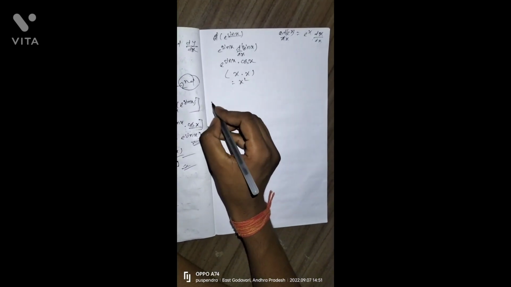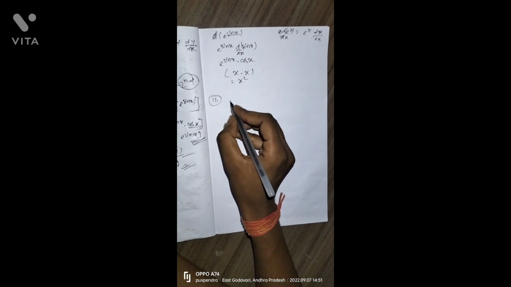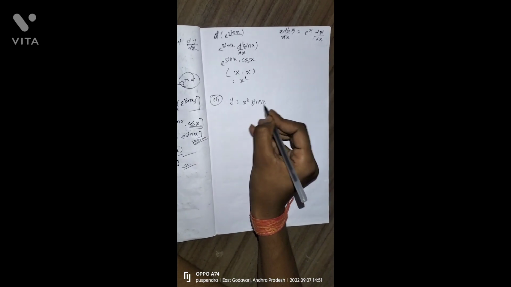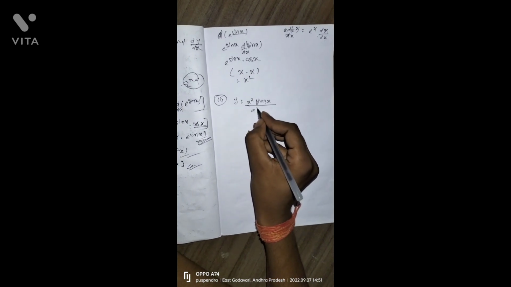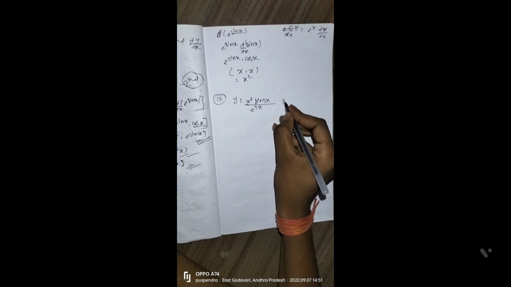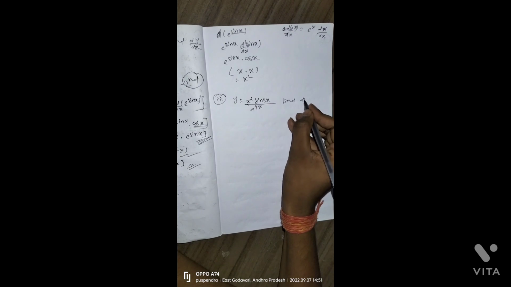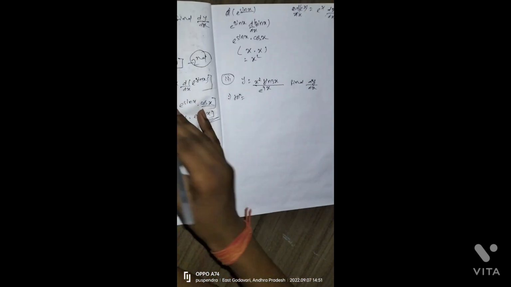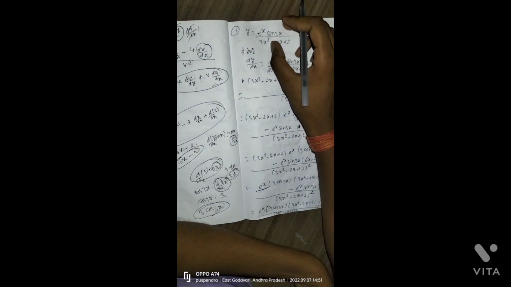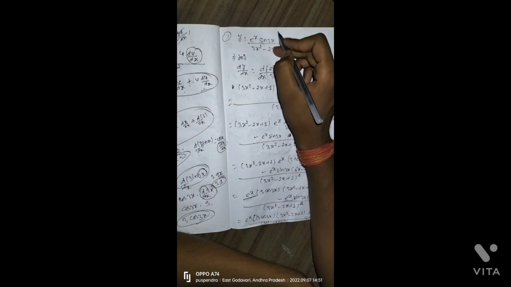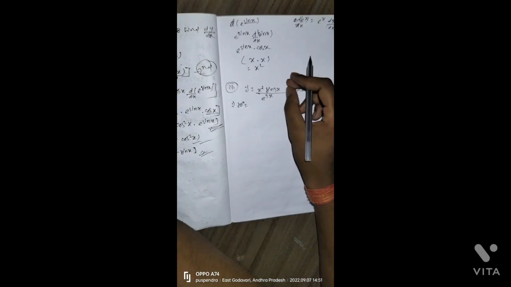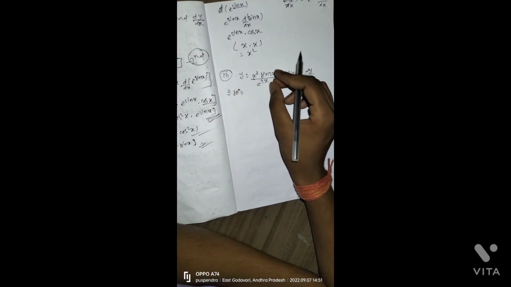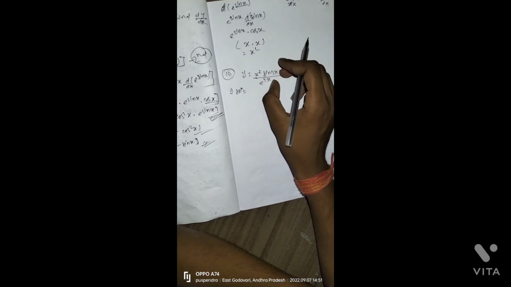And the last problem: y equals x squared sin 3x upon e to the power 4x. Find dy upon dx. How will you find this? Same. What have you used? u by v. So here also you will use u by v. You can do it or I'll do it.